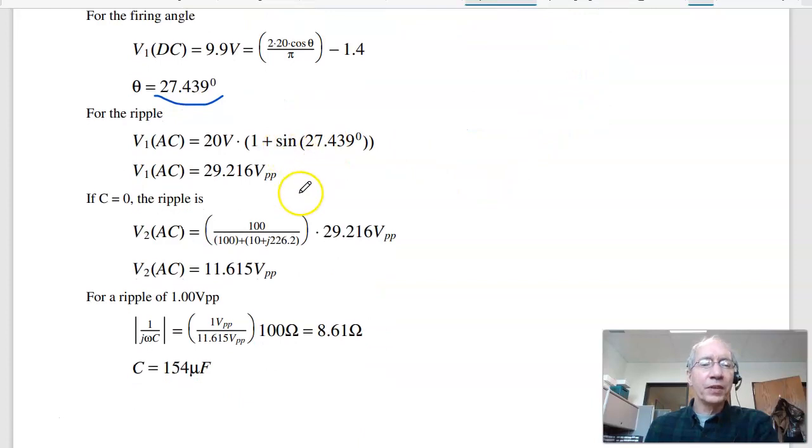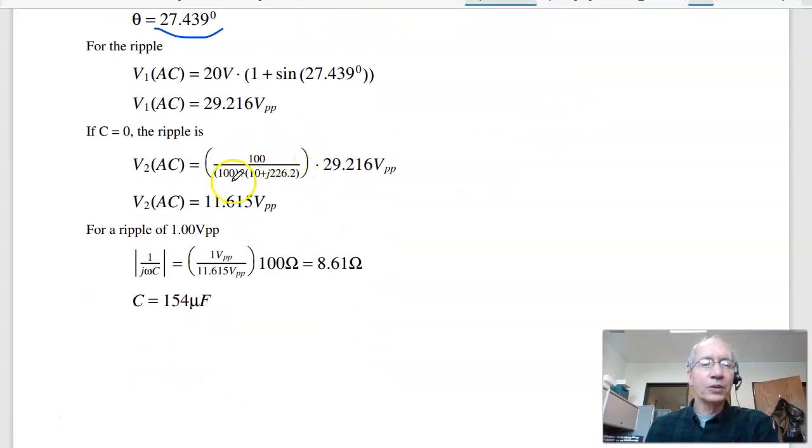To find C, let's assume the capacitor is not there. Then by voltage division, I have my load, 100 ohms, over 100 ohms plus the inductor, times the input, 11.6 volts peak to peak. To make it 1 volt peak to peak, I want to make the capacitor reduce the 100 ohm resistor by a factor of 1 to 11. I want it to be 8.6 ohms. Solving, omega is 754 radians per second, solving for C. C should be 154 microfarads.